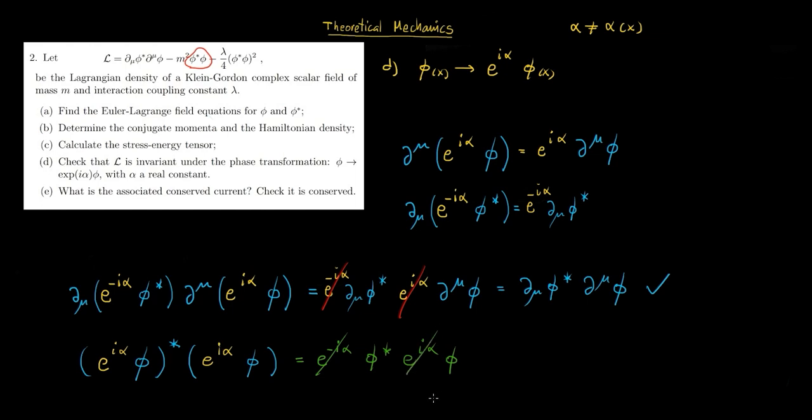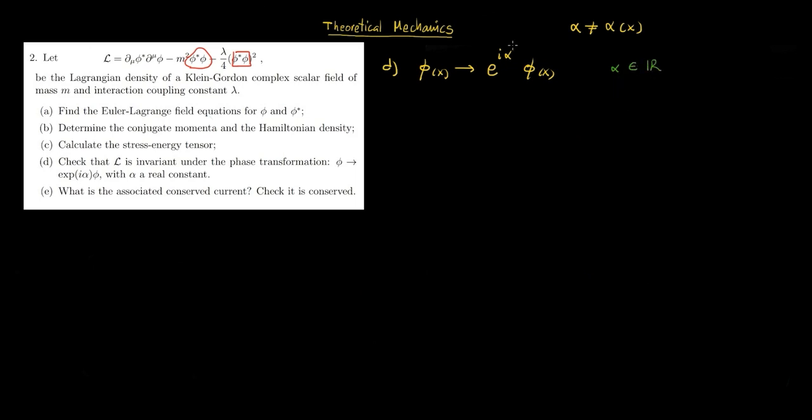These exponentials cancel out each other, so we obtain what we had before. And the same thing happens here, because the only difference between these two terms is this square, but this causes no effect. So yes, L is invariant under the phase transformation, this one. So we have a continuous symmetry, because alpha is a real, continuous number, and this is the thing we need to apply Noether's theorem.